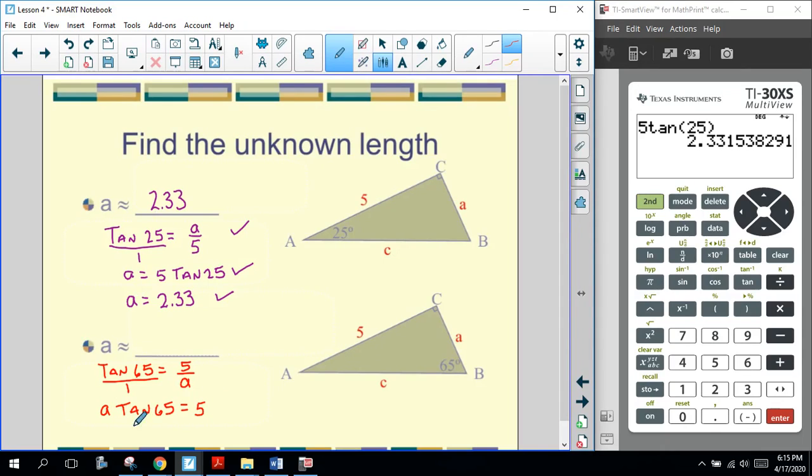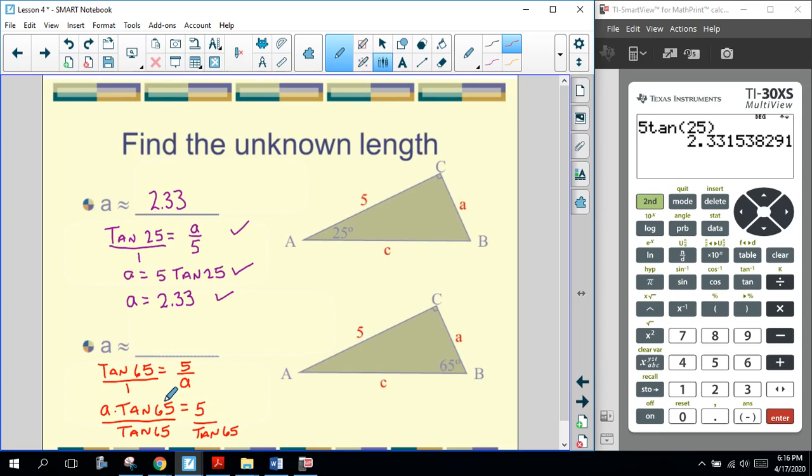Now, this looks a little bit goofy to us. We're trying to solve this equation to find A, because that's what the question's asking. And really all this is A times the tangent of 65. Or remember, tangent of 65 is just a number. So in order to get A by itself, the opposite of multiplying by the tangent of 65 is going to be to divide by our tangent of 65. So I divide each side by the tangent of 65. And as I do that, that is going to give me my answer, or my length of A.